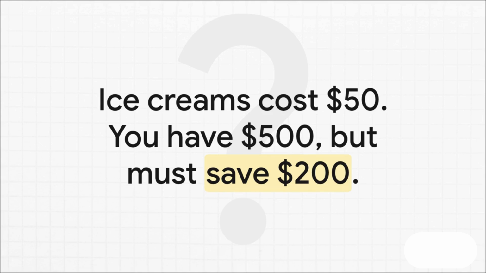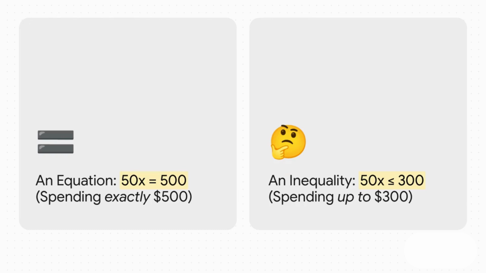See, this is a perfect example of a problem where a simple equals sign just doesn't cut it. And this right here shows the difference perfectly. On the left, you've got a classic equation. That's what you'd use if you were going to spend exactly $500. But that's not our situation, is it? We have a limit. We can spend up to the $300 that's left over after we save our $200. And that little phrase, up to, is what turns this into an inequality, which you see on the right. Inequalities are all about these ranges and limits, not just a single, neat answer.